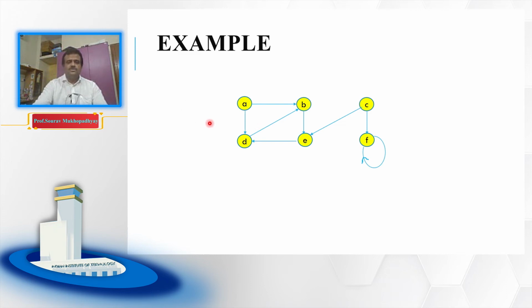We want to start with a source. So, suppose we start with A in alphabetical order as the source S1. Now we need to take a vertex which is in the adjacency list of A. So, what are the vertices in the adjacency list of A? B and D. So, we can take either B or D. We take B.